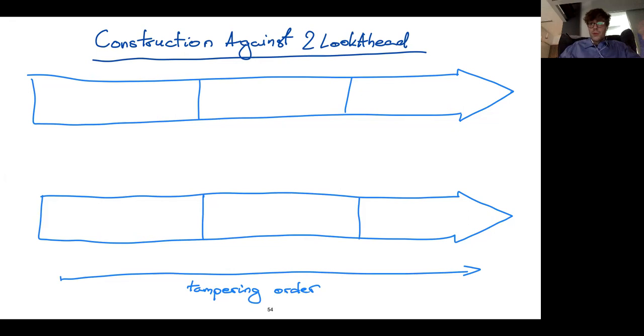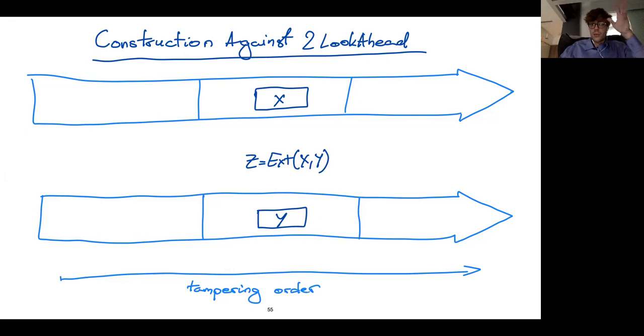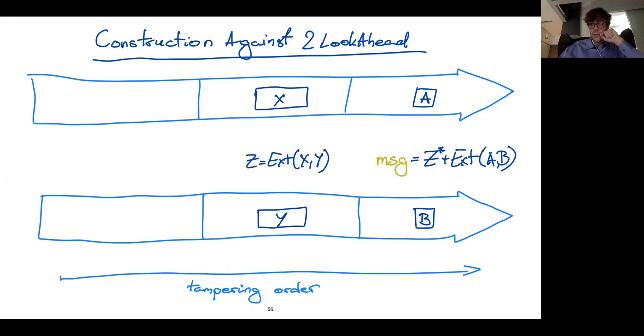Okay, so how do we construct it? First of all, let's just pick X and Y uniformly at random. And let's denote the output of the two-source extraction on X and Y as Z. Then we pick A and B such that the extraction on A and B plus Z is equal to the message that we want to encode. Don't worry about Z star for a second. I will explain what Z star is in a moment. For now, think of it as just Z.